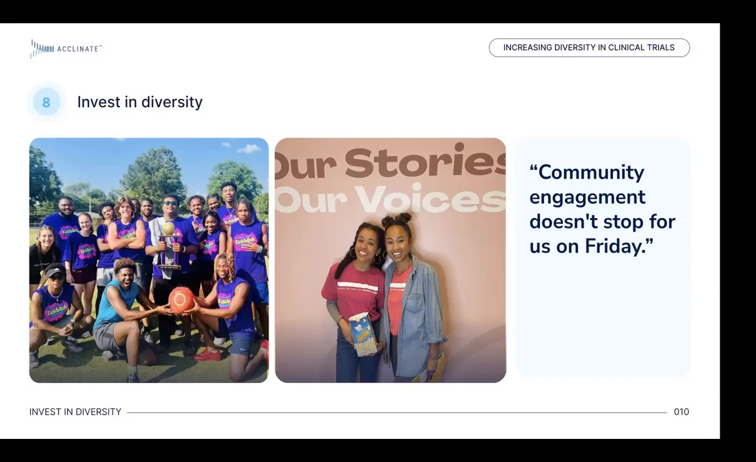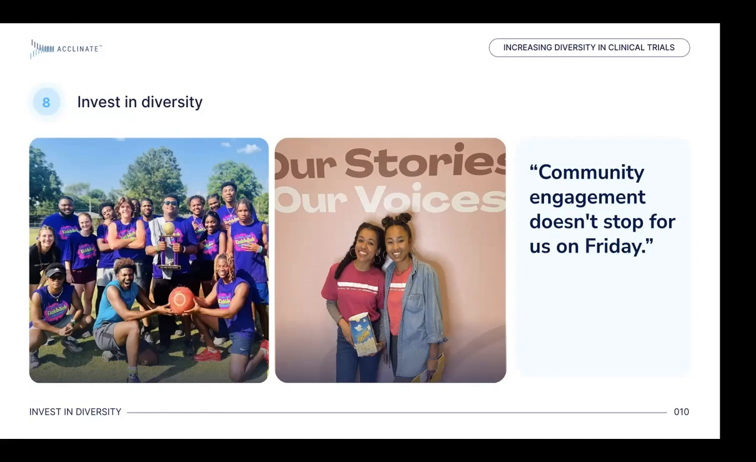One of our team members posted on LinkedIn last week this quote that you see on the right: community engagement doesn't stop for us on Friday. And that's because last weekend, I always say, we were in the streets. Like, we were in all these different cities at the same time. Shayla was in Detroit. I was in DC. There was the Baby Palooza in Huntsville. Community engagement and reaching out and building trust is a nonstop effort.